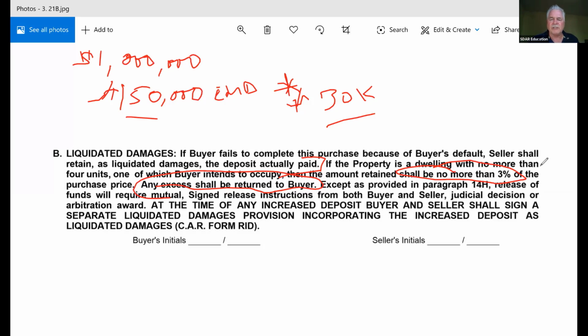So everybody understands that it's going to be 3% of the purchase price, any excess it'll be the deposit actually paid, but no more than 3%. Okay, so they put down 150, but no more than 3% of it would go to the seller in the event of the buyer's default. All right, okay, except as provided in 14, and now I'm going to have to erase some of this.